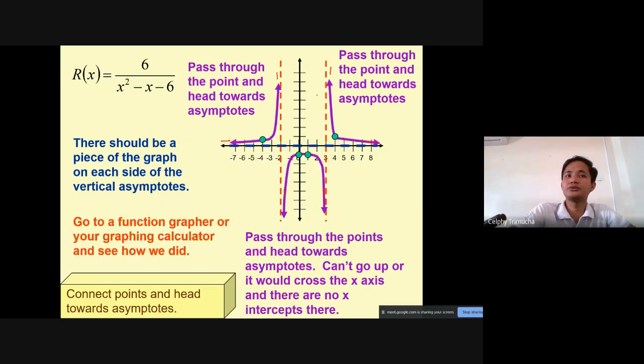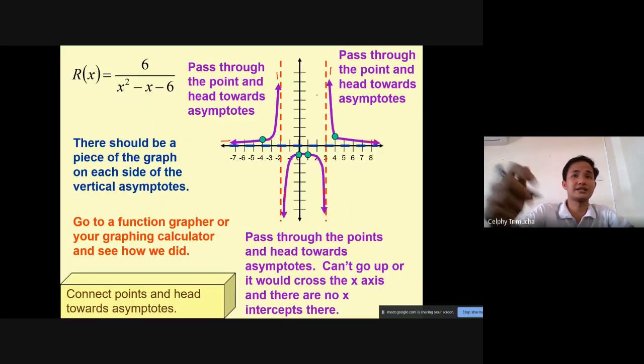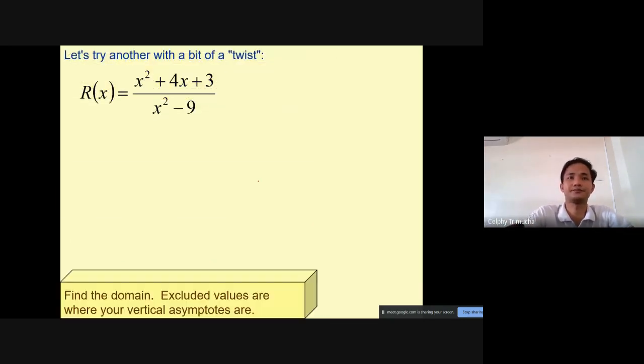Okay, if we go to the function grapher or graphing calculator, so makita naman natin ang graph niya, which is similar or medyo pares-pares sa sini nga graph. This time, let's try another one with a bit of twist. So we have x squared plus 4x plus 3 over x squared minus 9. So una-una naton himuon is to find the domain sa aton nga equation.